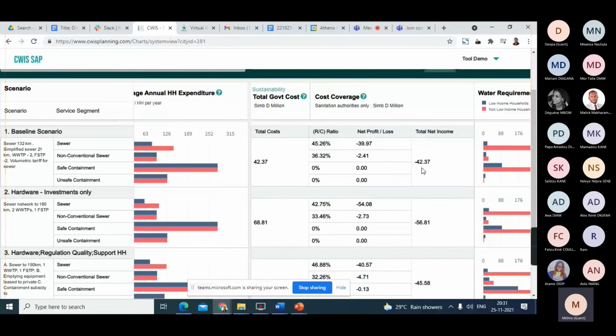This is only utilities cost coverage. The cost coverage shows if the utility needs additional support to operate and to what extent. Here we see that minus 42.37 is required to operate sustainably over the next 10 years.